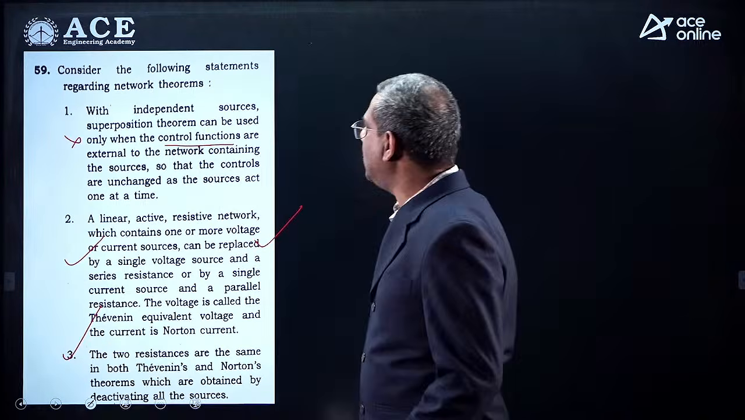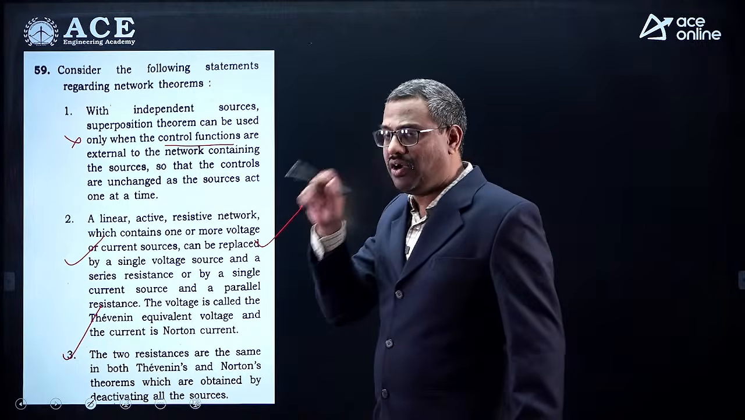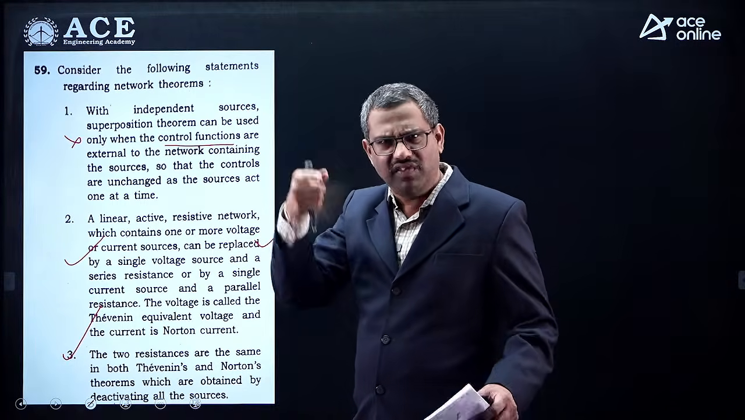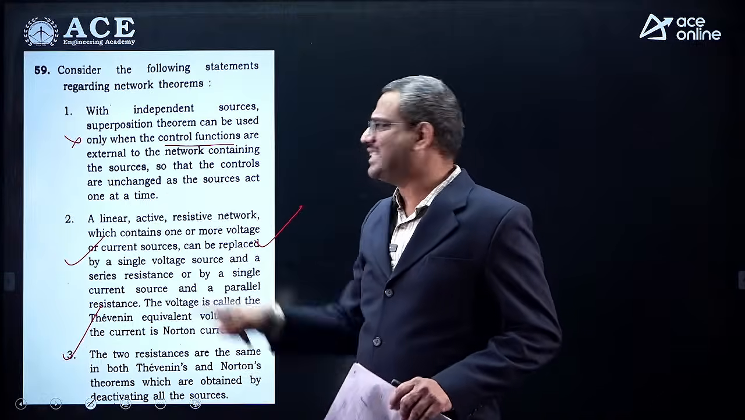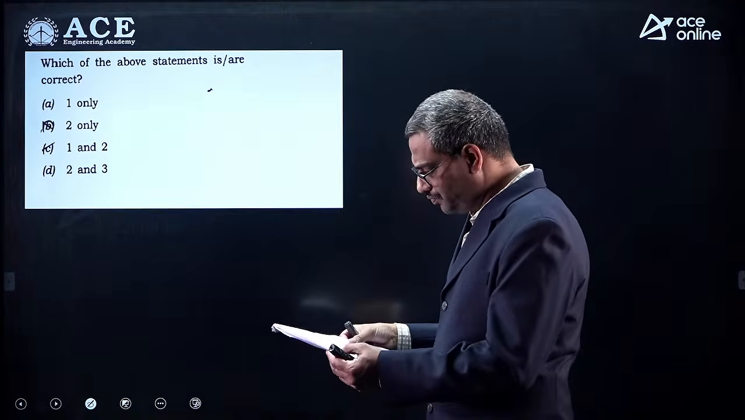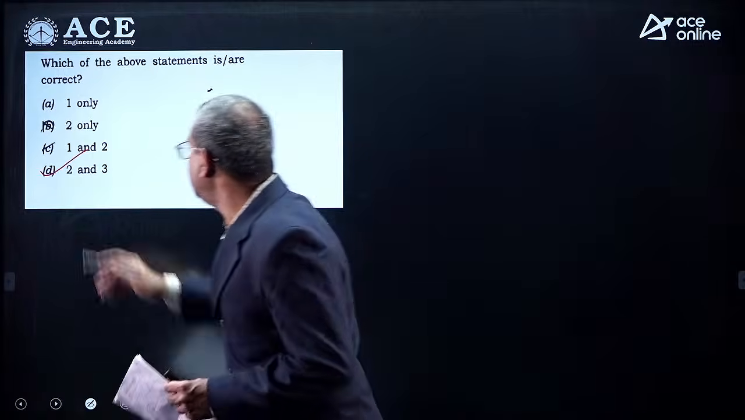So statements 2 and 3 are correct, but 1 is not, because he is saying that dependent parameters should be outside the network. No, they can be within the network also. So I don't accept this one, but 2 and 3 are correct. So option D. Okay, option D.